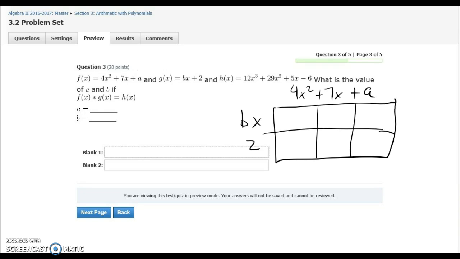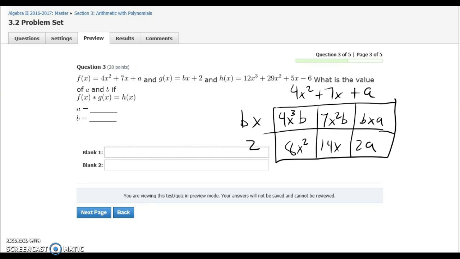And then I can begin to multiply. Bx times 4x squared, well, that's 4x cubed b. 7x times bx, that's 7x squared b. Bx times a is abx. 4x times 2 is 8x squared. 2 times 7 is 14x. 2 times a is 2a.